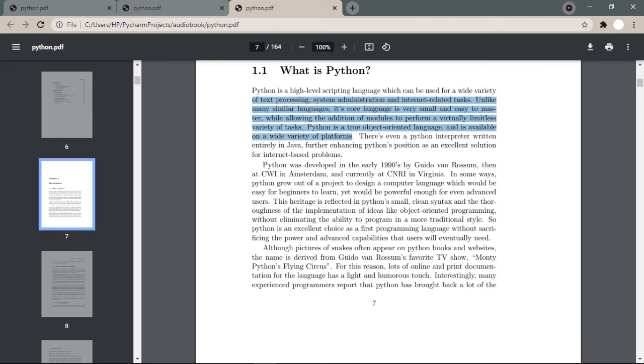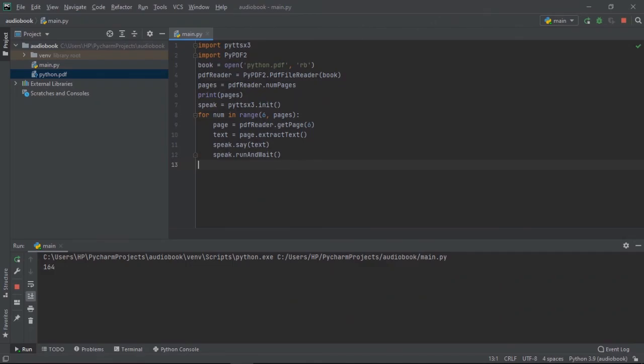Python is a truly object-oriented language and is available on a wide variety of platforms. There's even a Python interpreter written entirely in Java, further enhancing Python's position as an excellent solution for internet-based problems. Python was developed in the early 1990s by Guido van Rossum, then at CWI in Amsterdam and currently at CNRI in Virginia.